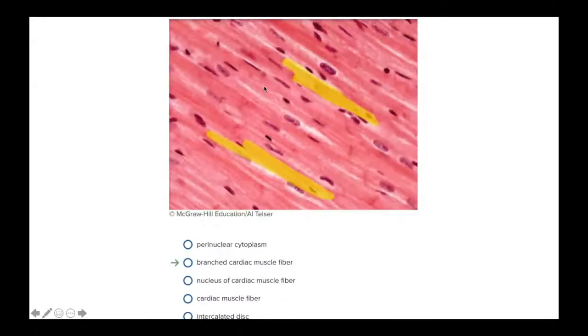So now when we look here, we can see that we do have these intercalated discs here, here, here. You could see these lines running perpendicular to these muscle fibers. And it looks very striated, okay? So it's striated. We have intercalated discs. Intercalated discs are not seen with skeletal muscle. And it is branched, right? We could see these branches here. So what is this? These are branched cardiac muscle fibers. That's what is highlighted here.